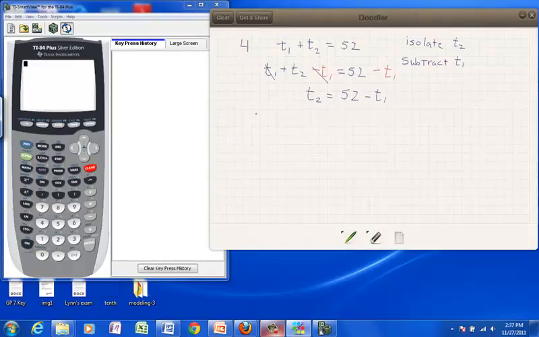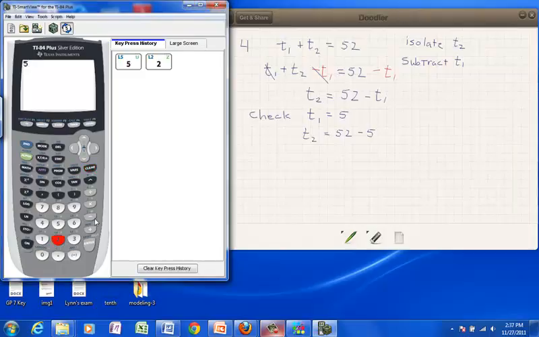All right, so let's check the solution. So I need to pick a value for this variable, for T sub 1. So I'll call T sub 1 5. T sub 2 then is equal to 52 minus 5. And I'm sure some of you can do that in your head. That should be 47.